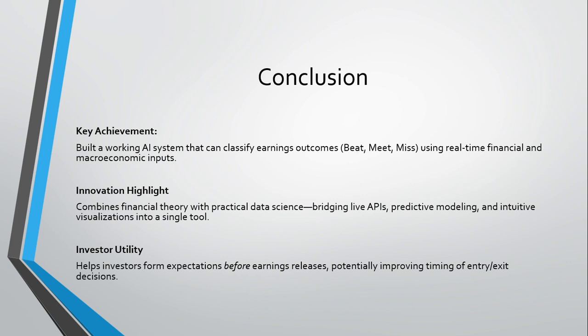In conclusion, the key achievement of this project is that I built a working system that classifies earning outcomes, beat, meet, or miss, using real-time financial and macroeconomic inputs. It combines financial theory and practical data science, bridging live APIs, predictive modeling, and intuitive visualizations into a single tool. And as far as utility is concerned, investors can form expectations before earning releases, potentially improving the timing of entry and exit decisions.